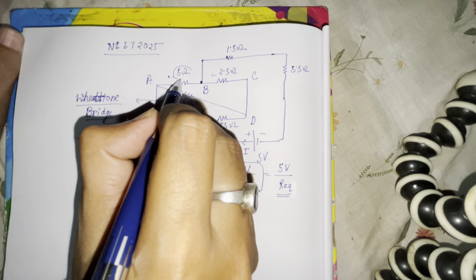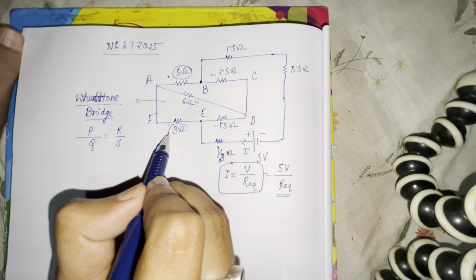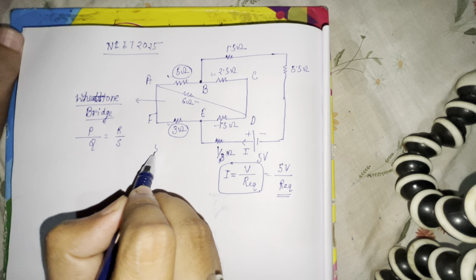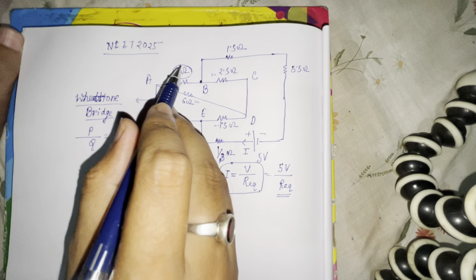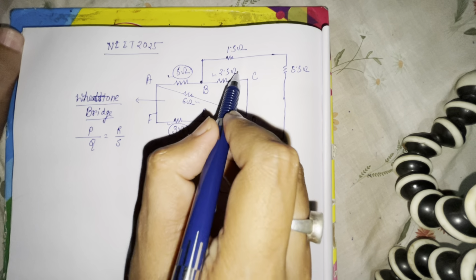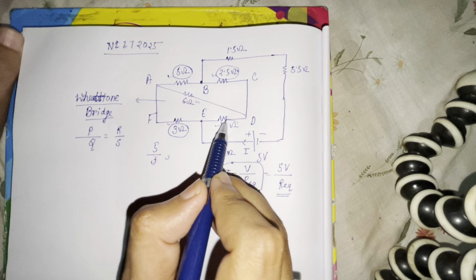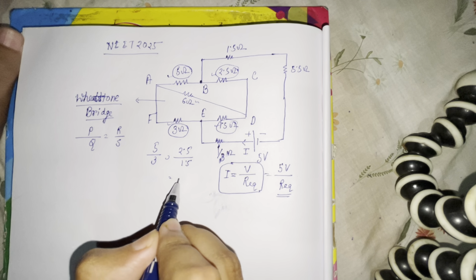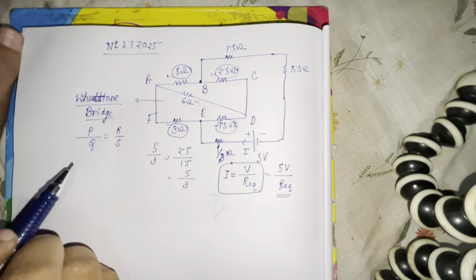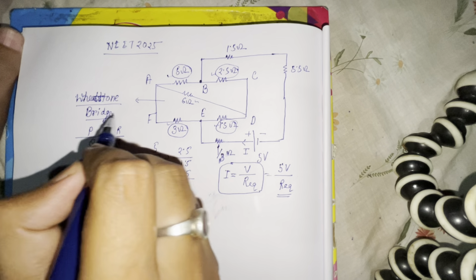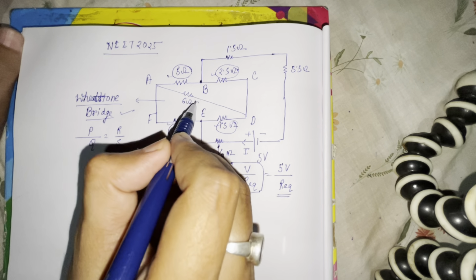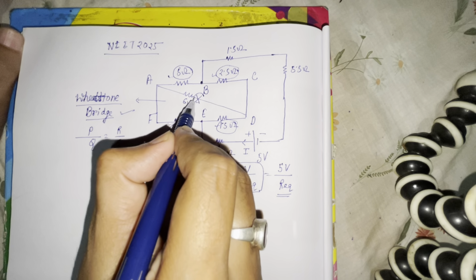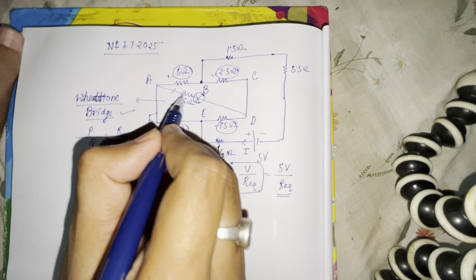So you can see this resistance is 5, this resistance is 3. So on this side we will get 5 by 3, and on this side it is 2.5 divided by 1.5, which is also 5 by 3. That means the Wheatstone-Bridge principle is valid and there will be no current flowing through this resistance. So we can omit this part.